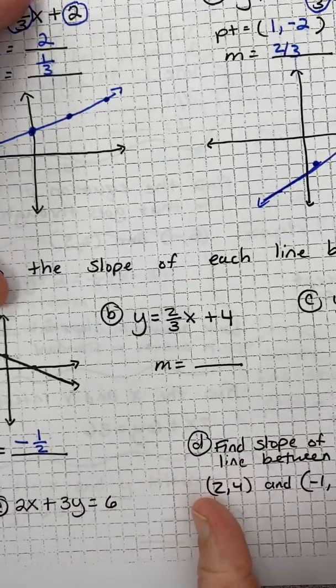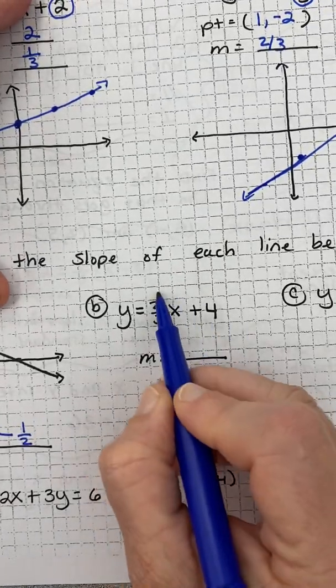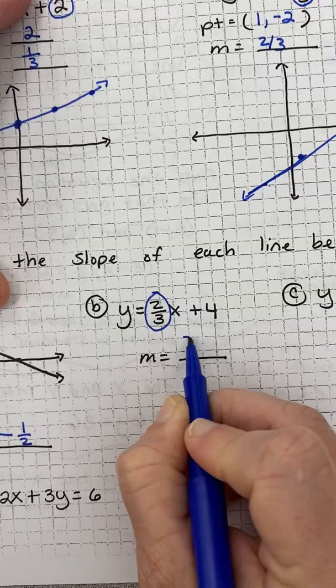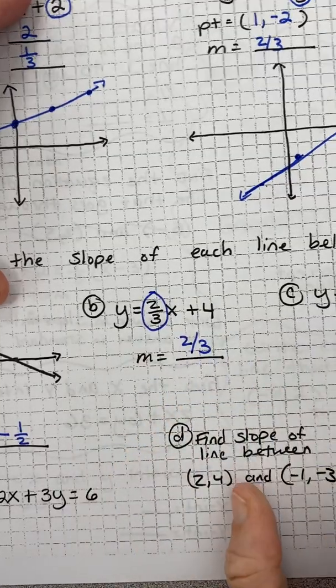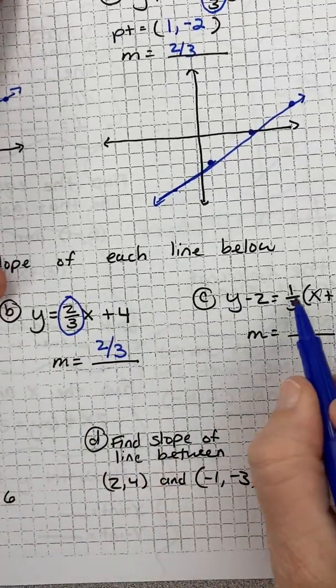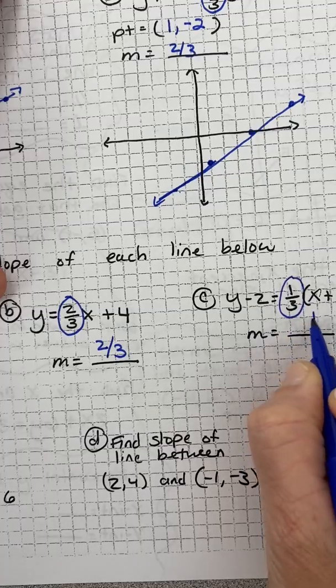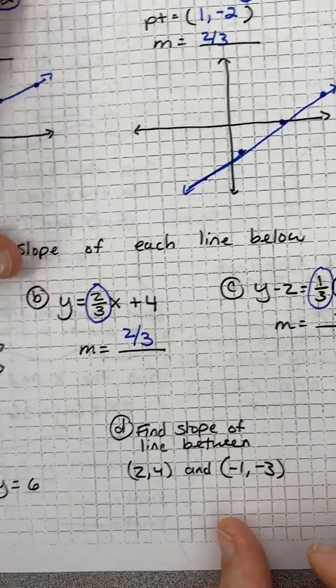Okay, the next one is in slope-intercept form. So finding the slope is really easy. It's just in the slope spot. This next one, C, is point slope. Once again, the slope is right there. Not having to do a whole lot for those ones.